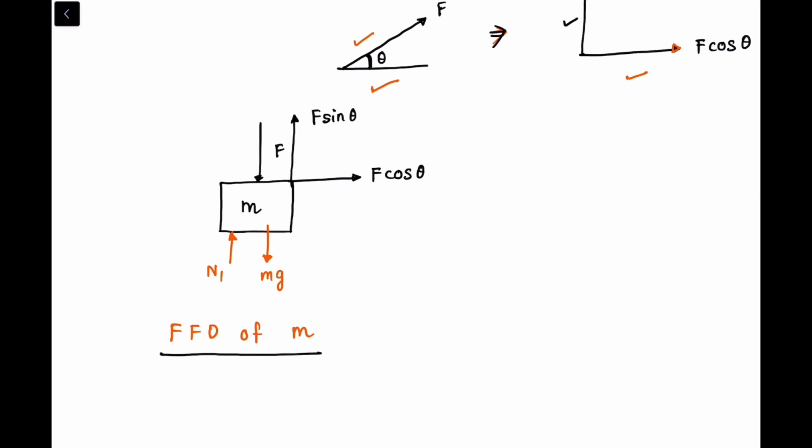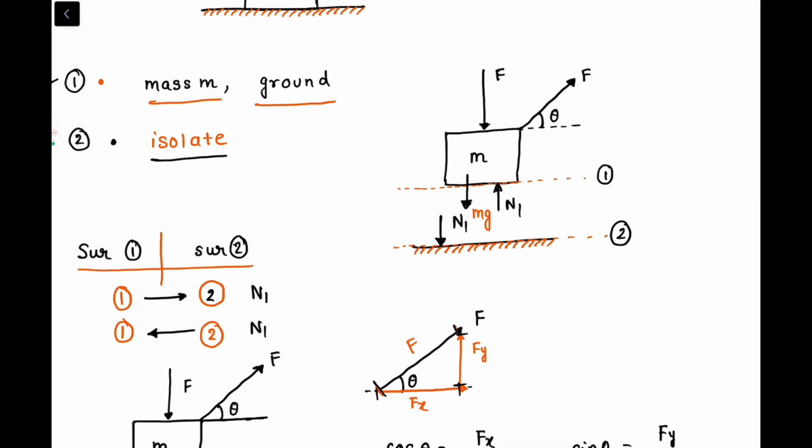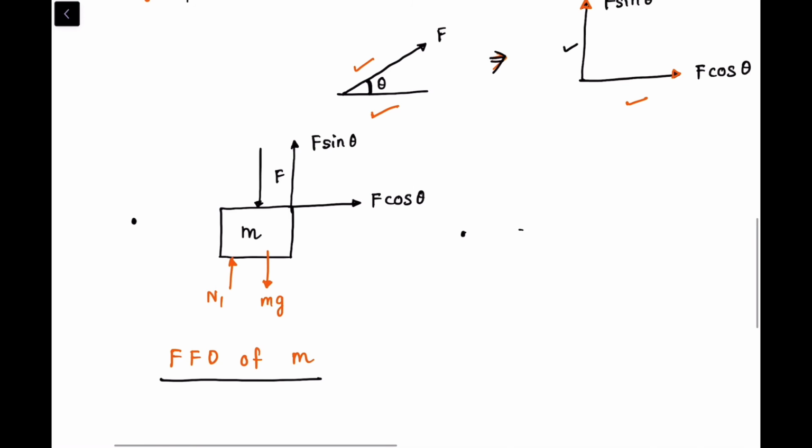I want you to know this, that's why I just divided the forces. So we have got the free force diagram of the block of mass m. And now what is the free force diagram of the ground? Nothing but N1 is acting downwards, right? So this is the ground, and the force N1 is acting downwards. So this will be our free force diagram of the ground.